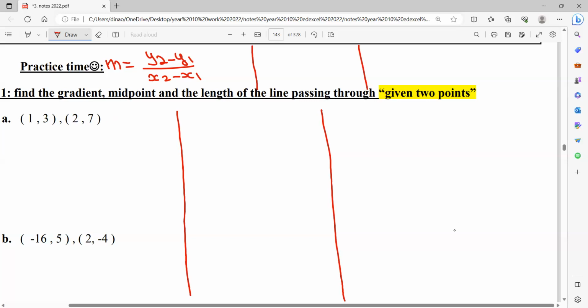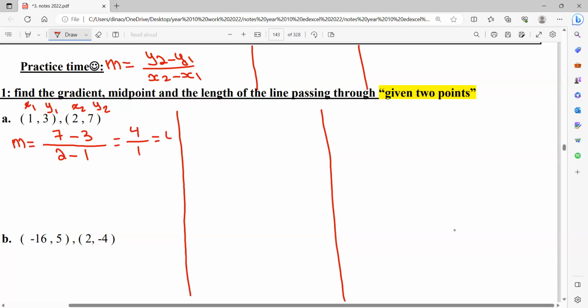Now, as we said, 2 points are more than enough to calculate the gradient. Now, every point has x and y. One of them will be called point 1, so it will be x1, y1. And the second point we will call point 2, which will be x2 and y2. And then what I simply do is substitute in the rule y2 minus y1 over x2 minus x1. And then you do the math. 7 minus 3 is 4, 2 minus 1 is 1.